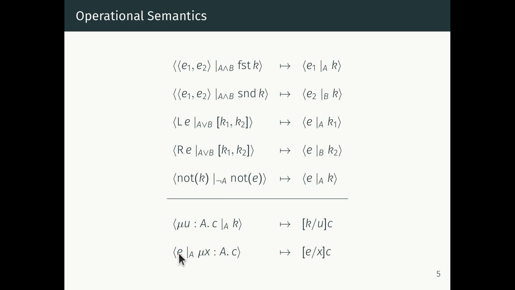And symmetrically, if we have a proof of A, and we find a refutation by assuming that A is true, then we can simply substitute E for X to get the simplified contradiction. And so this is a beautiful operational semantics for classical logic, and it's almost perfect.